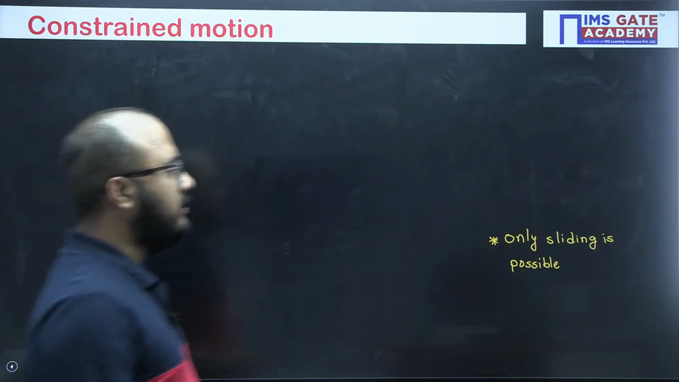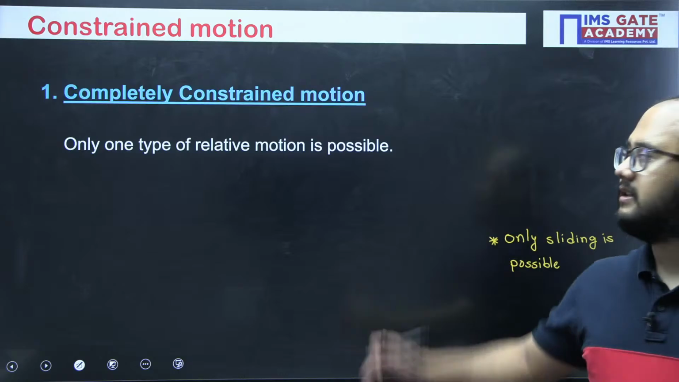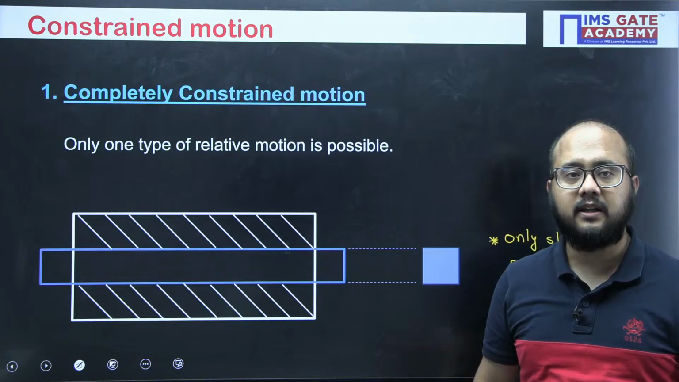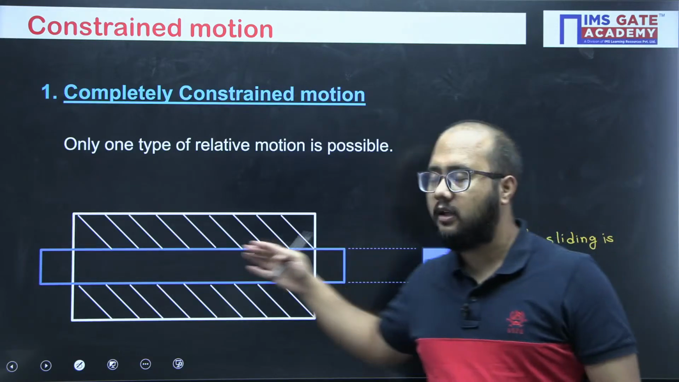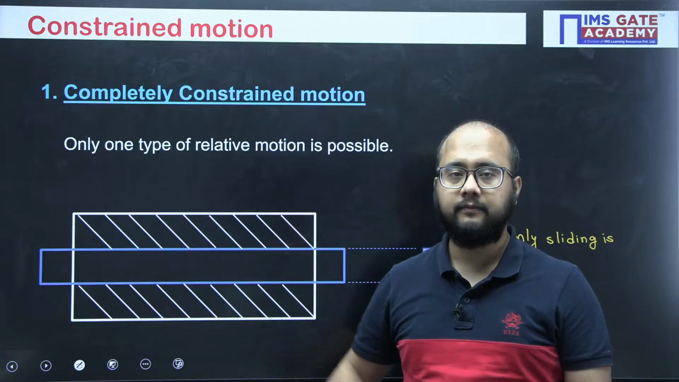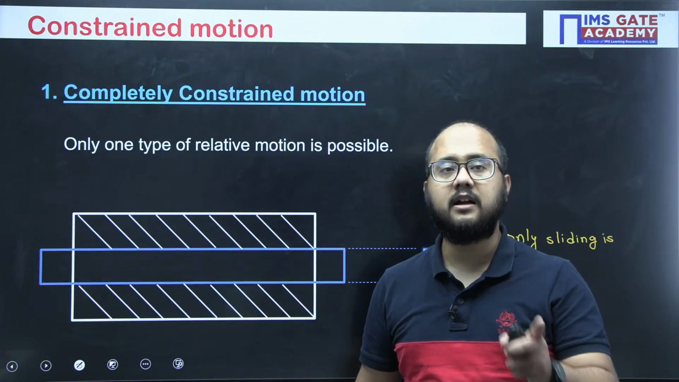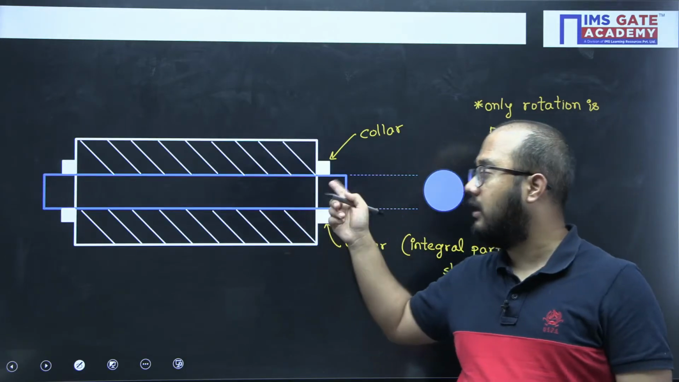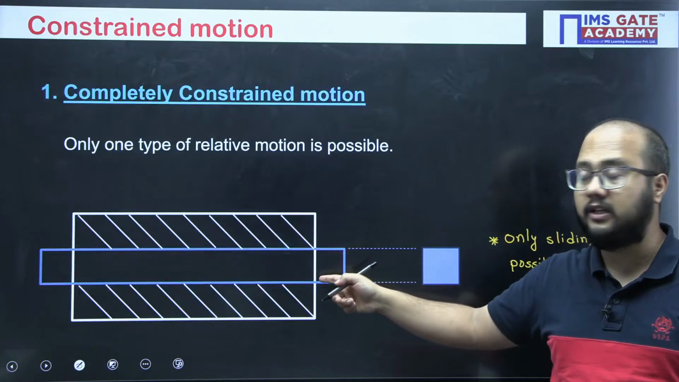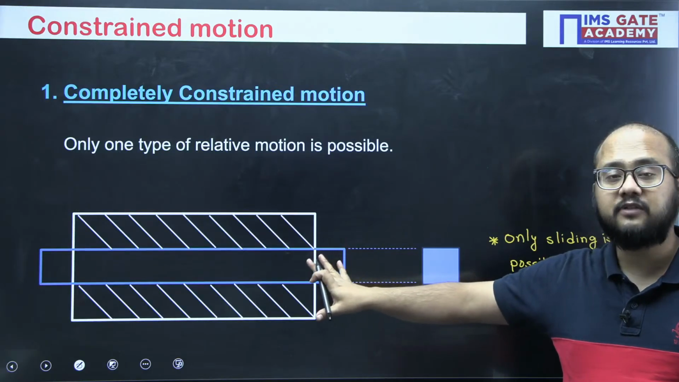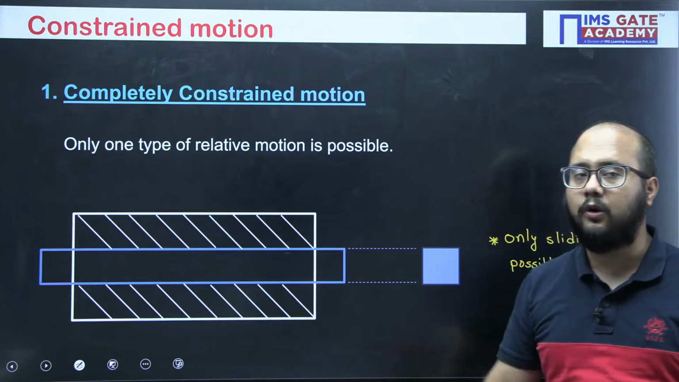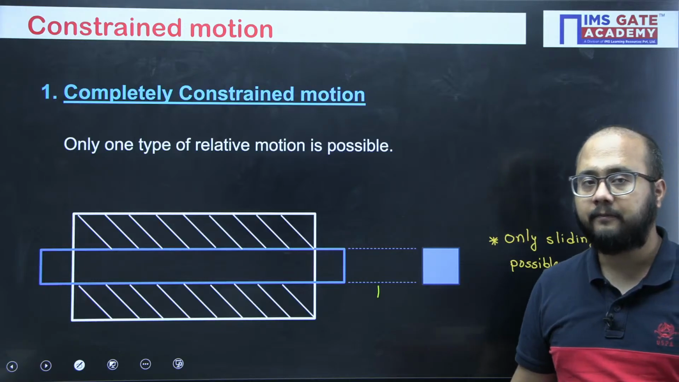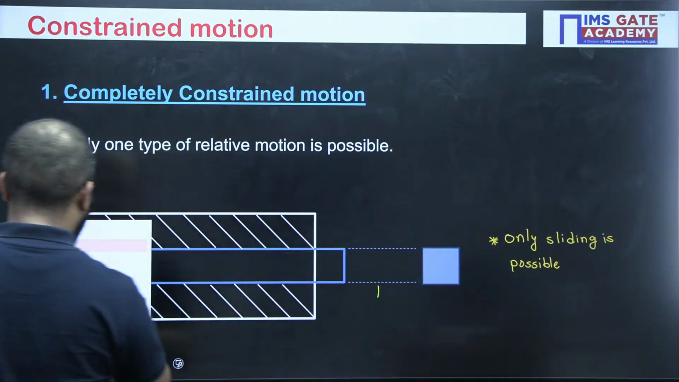Again guys, please remember this. First, completely constrained, where only one type of relative motion is possible. Example, circular bar in a circular hole. Another example, circular bar with collar. Here actually the rectangular bar. So in this particular case, what is there? Rectangular bar in a rectangular hole. Clear? Rectangular bar in a rectangular hole, only sliding is possible. So better I will mention the name itself so that you will not be confused.